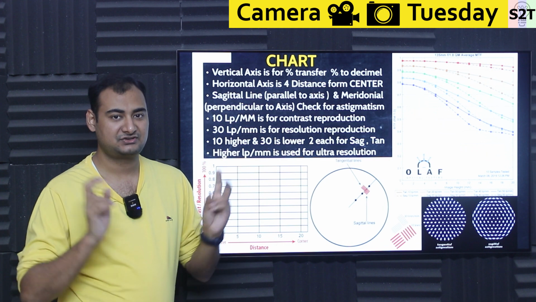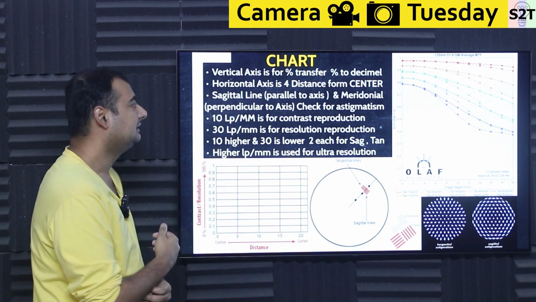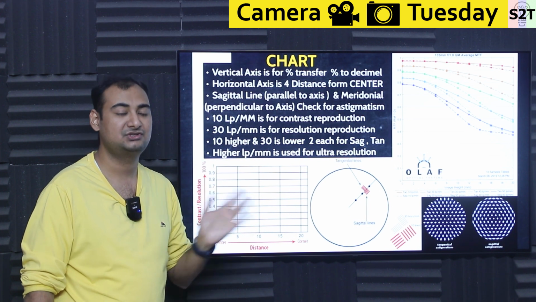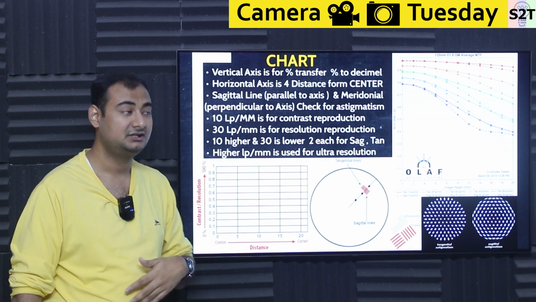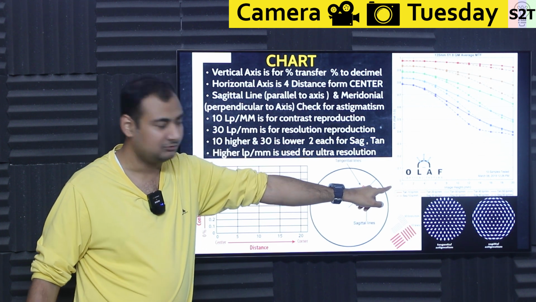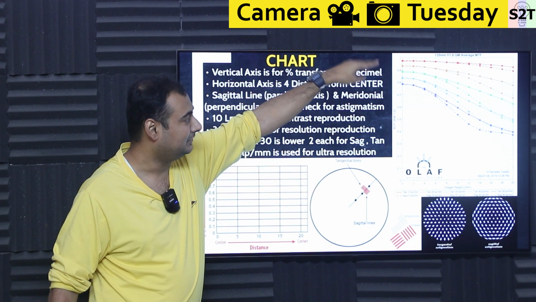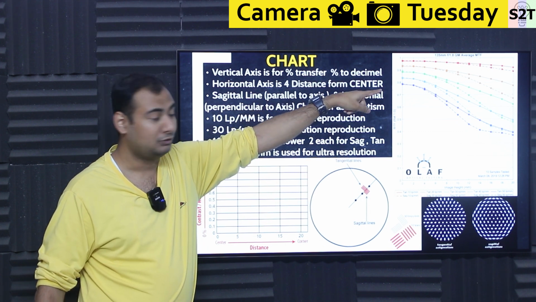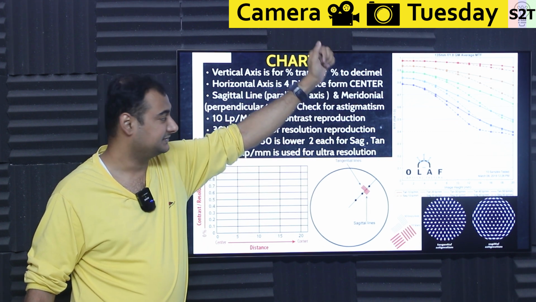So what about the charts, so to say, this chart? This chart is super simple. All you have to understand, the vertical axis is percentage, basically how much you are transferring from the real world to your sensor, basically the projection efficiency. So 1 would be 100%, 0 would be what the hell. So 1, awesome. 0.9, super awesome. 0.8, that's actually a good lens.